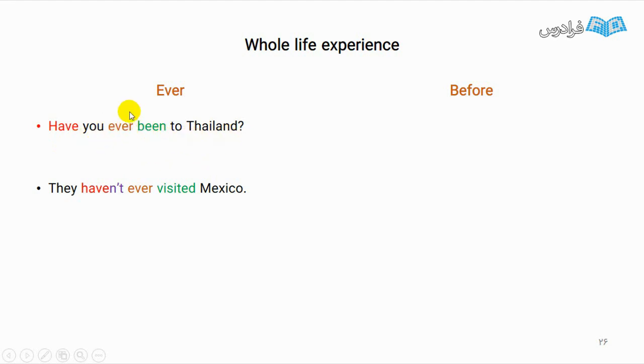Where do I put it? Before the main verb. And here it is negative. Again, I use it before the main verb.